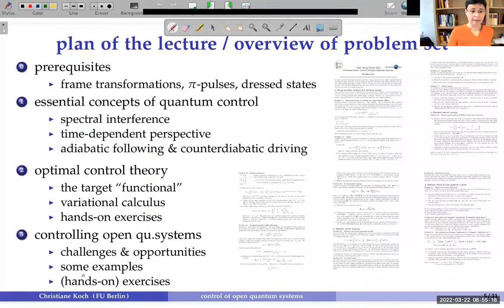And finally, that's our target, the title of the lecture, Controlling Open Quantum Systems. I'll comment on what the specific challenges are, but also the opportunities when you have an open quantum system. I'll go briefly over some examples, and then there are also exercises which are slightly less hands-on, because if you really want to go into depth, you'll have to compile the Python script by yourself. But again, hints on how to do this are provided.